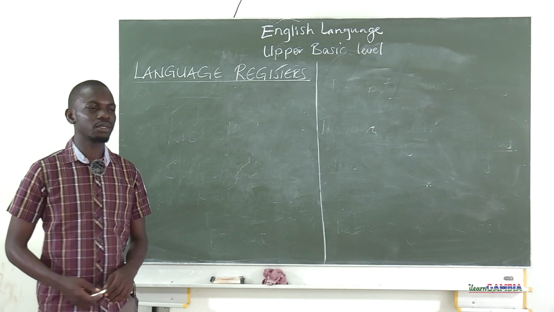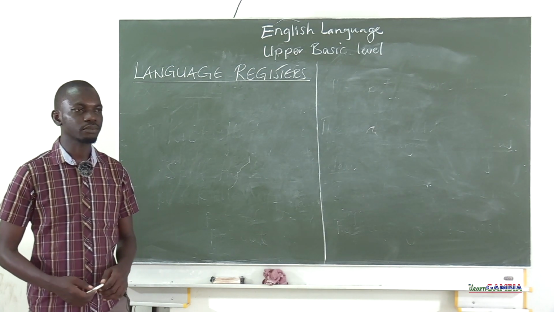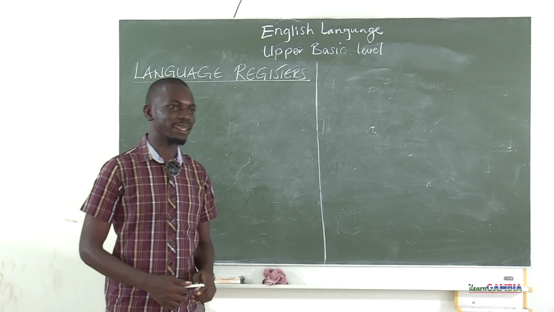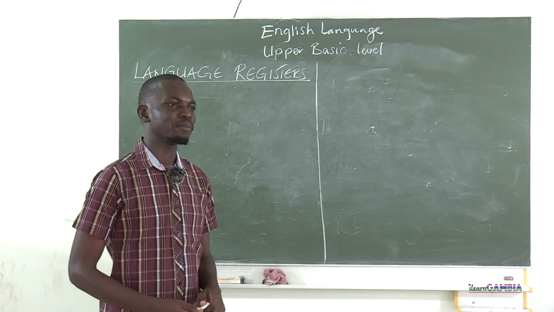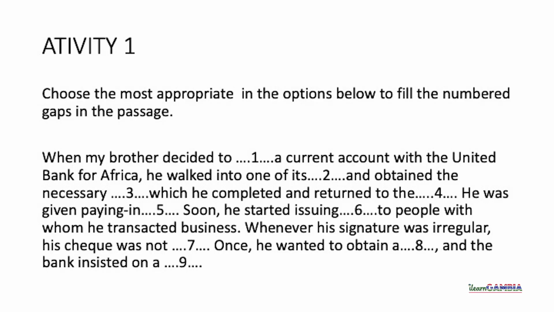So these are also words you can hear from the banking industry all the time. Now here comes an activity, okay? Now in this activity, you have a passage, and in the passage you have numbered gaps. Now these numbered gaps indicate missing words, okay? So you are to choose the most appropriate option that is below the passage to fill the numbered gaps.